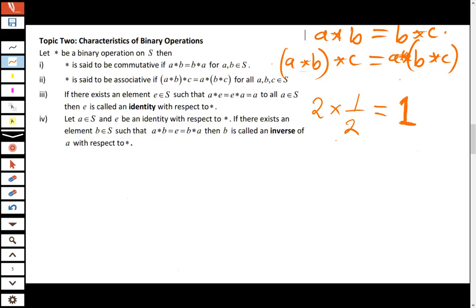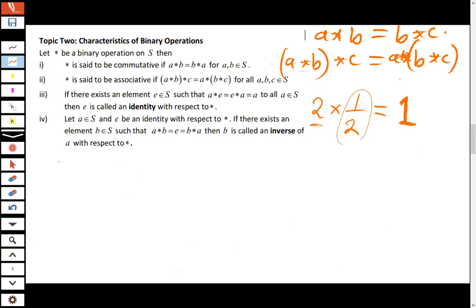And then this number that we're multiplying to the original number, which is a whole number, to get an identity element is called an inverse. So when you multiply an inverse and its original number, the answer that you get is an identity element. So the same applies to binary operations. Now let's take this multiplication sign to be just any operation. Let's say, for instance, star.